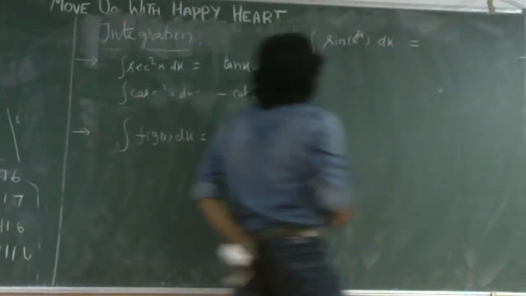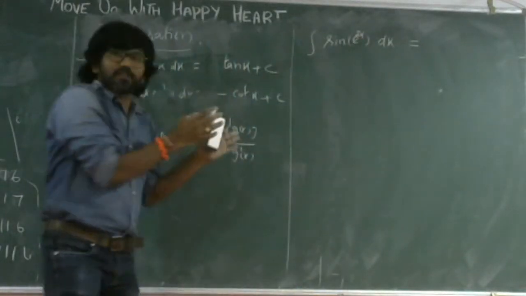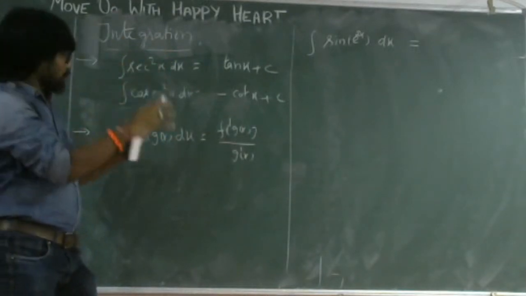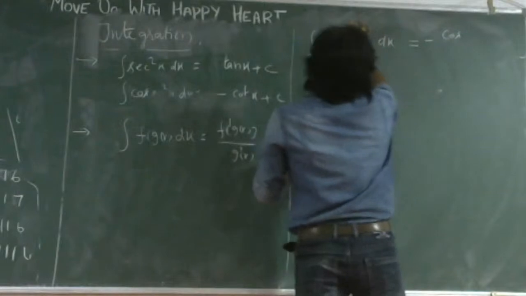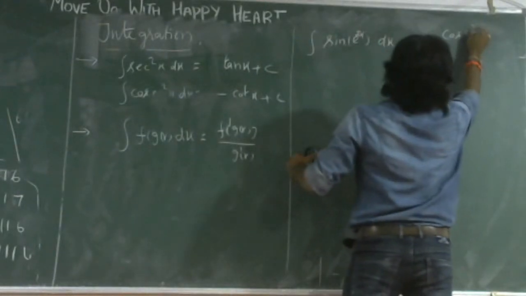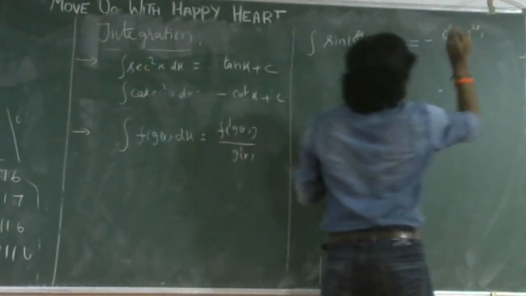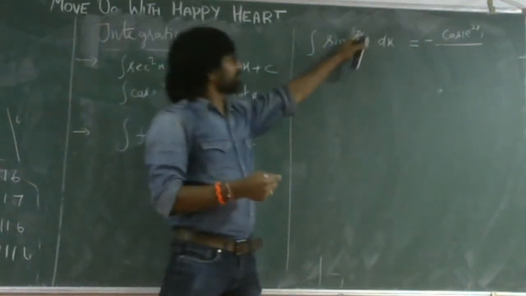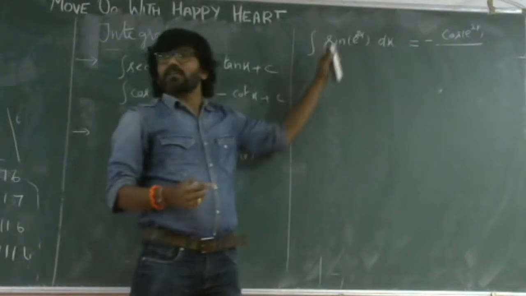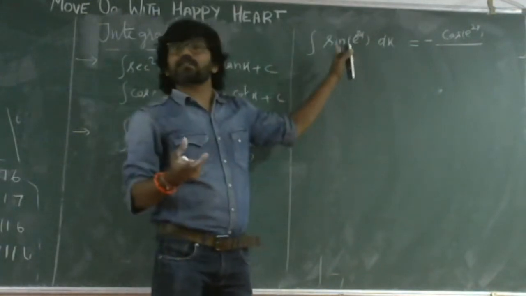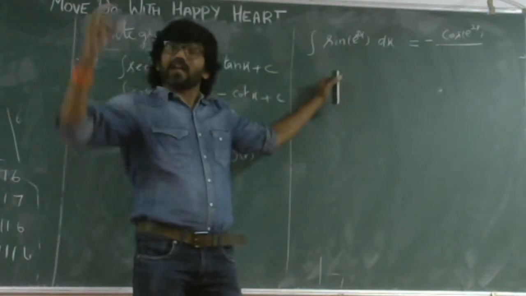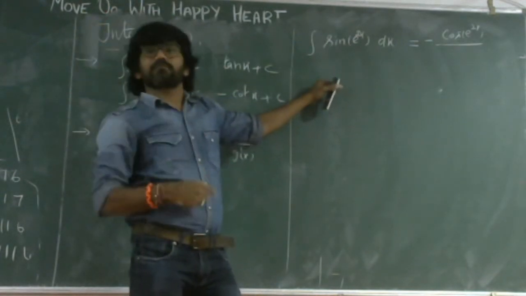The outer function is a sine function, a trigonometric function. The inner function is an exponential function. So first you have to integrate the first function, taking the inner function as it is, e power 2x, divided by the differentiation of that inner function. The differentiation of e power 2x, again there you have to use the chain rule.